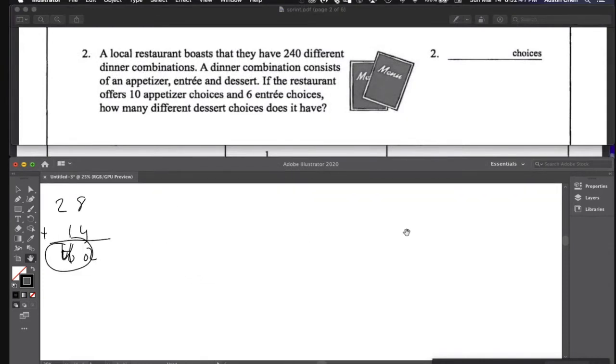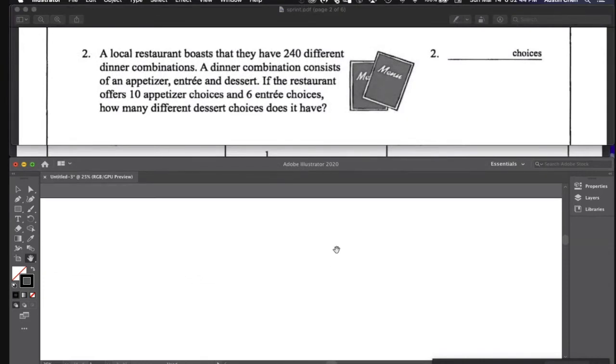Okay, do you want to read for all of them, or how do you want this to work? I can read it. A local restaurant boasts that they have 240 different dinner combinations. A dinner combination consists of an appetizer, entree, and dessert. If the restaurant offers 10 appetizer choices and 6 entree choices, how many different dessert choices does it have?